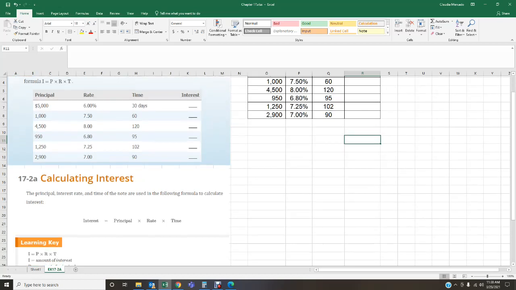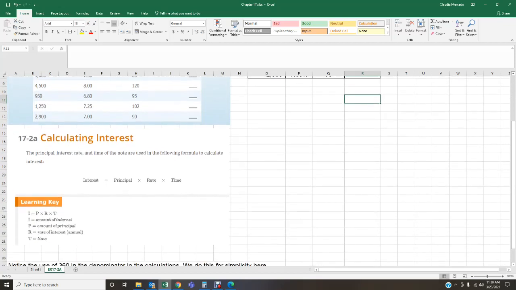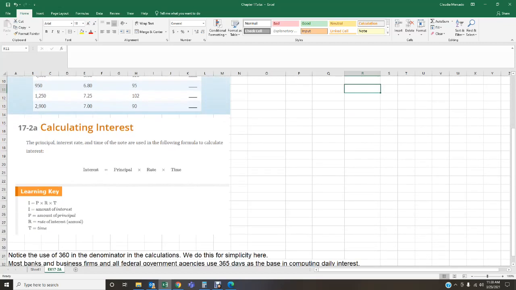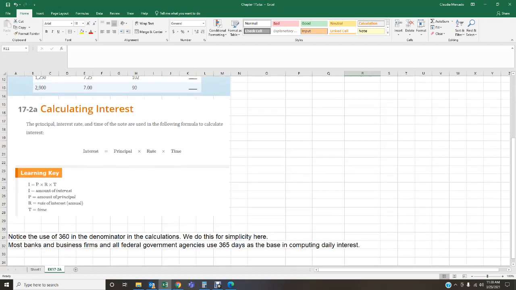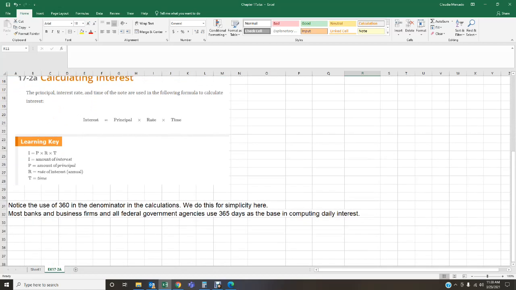Okay. Now, when we're calculating interest, this is coming straight out of your book. Interest equals principal times rate times time. Okay. The I represents the interest, the P represents the principal, the R represents the rate of interest annually, and T equals time. Now, it's important to note, and this was included in the textbook, that the majority of the problems in this textbook are using 360 days as the denominator, and this is used for simplicity purposes.